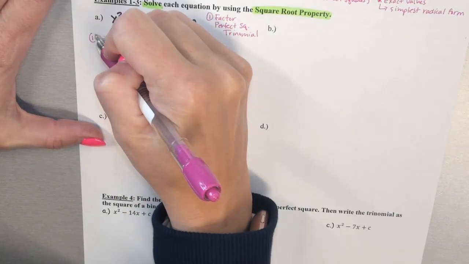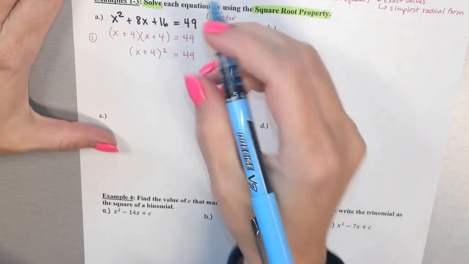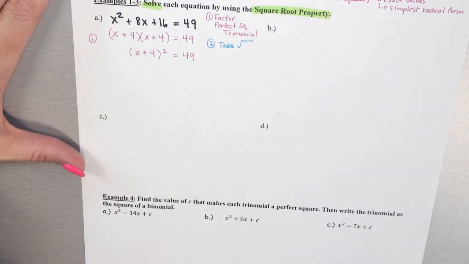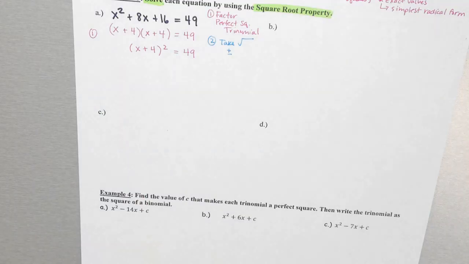Okay, so all of that is step 1. Okay, and then once you have it, you're going to take the square root and put in your plus or minus. I'll get it. You guys can do this step.